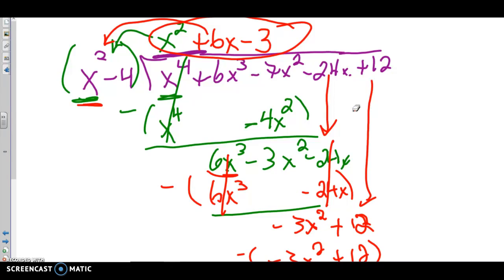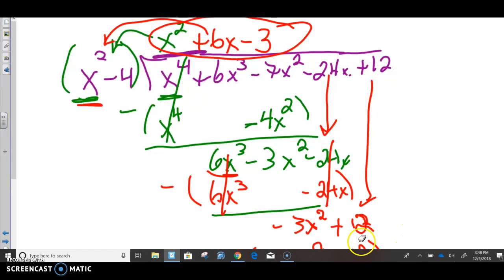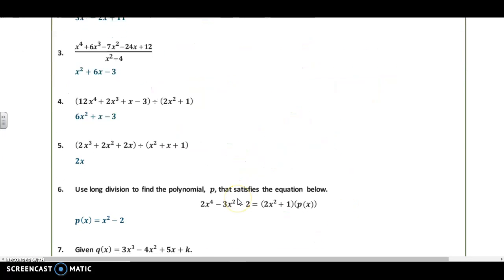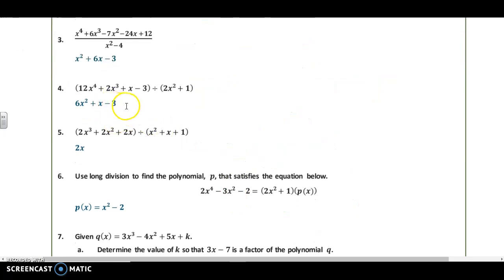So I will leave number 4 for you. And you should get, if you have done it correctly, 6x squared plus x minus 3. So you can check yourself on that one, doing either method, to see if you can get that answer.